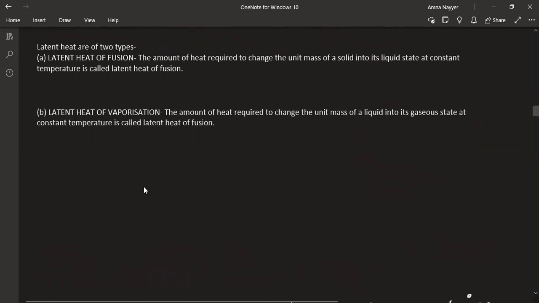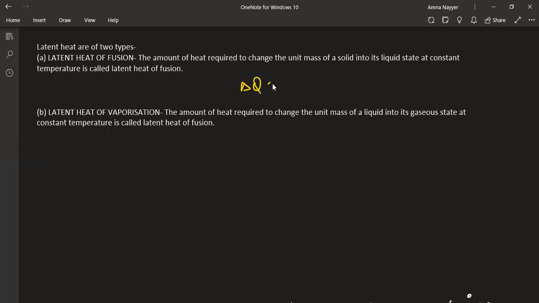Now latent heat is also of two types. Fusion and vaporization are the only ones that we have to discuss. Rest of it is not a part of the syllabus. So just remember, when solid is converted into liquid, that amount of heat will be called latent heat of fusion. And when liquid is changing into vapor, you will say latent heat of vaporization.